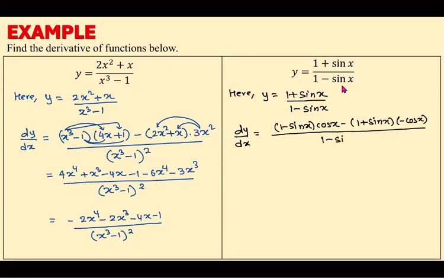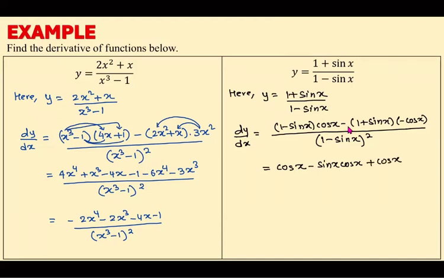1 minus sine x quantity squared. So now we can again distribute here. So cosine x multiplied to 1, cosine x, then cosine x multiplied with sine x, and there is a minus. So minus sine x cosine x. Then over here, if you multiply, that will be minus cosine x, and there is a negative in front. So that will be positive cosine x.